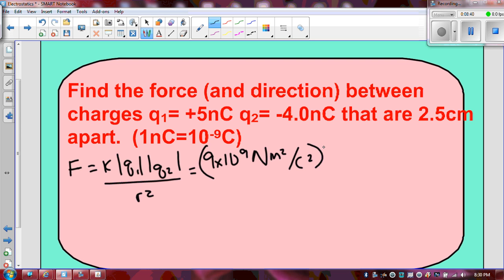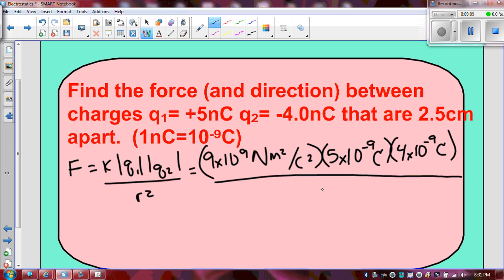Okay. Charge 1, Q1, it's positive 5, but it doesn't matter. It's absolute value, so positive or negative doesn't matter. I'm going to put 5, and then nano, changing that to coulombs, I just tack on times 10 to the negative 9th coulombs. And then my second charge is negative 4 nanocoulombs, but the negative doesn't matter because I'm just taking the absolute value. 4, and then times 10 to the negative 9th as well. And then on the bottom, my distance separating the two is 2.5 centimeters. That's the same thing as 0.025 meters. And then don't forget to square that.